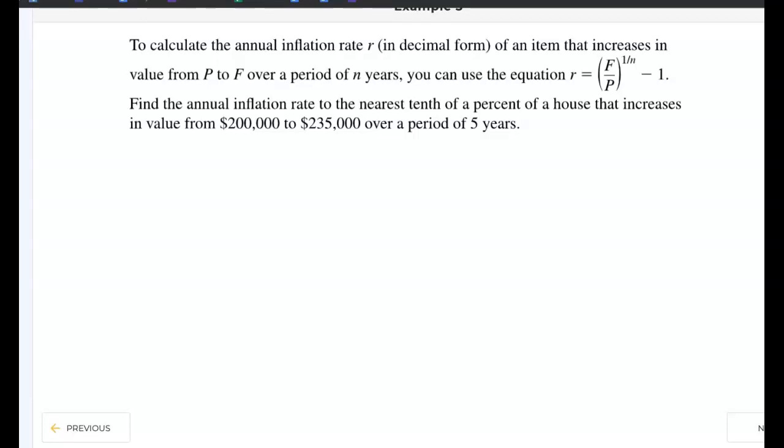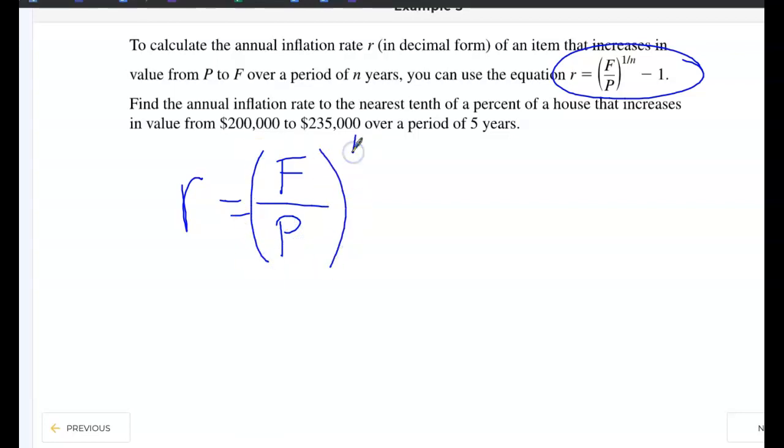Okay, so this is the formula we're going to use, and then you're going to subtract 1. Everything we're given is in here, but we are finding the rate, which is R. Remember, when we find a rate, it's a percentage, so at the end we're going to have to change our decimal to a percentage. So what was our initial value? 200,000.